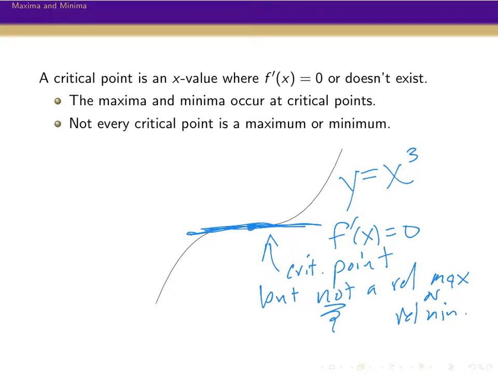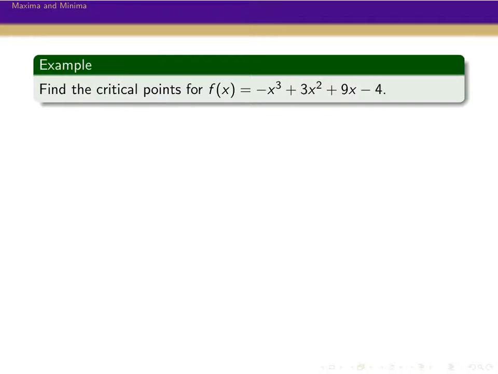So not every critical point has to be a max or a min. The definition for critical points: we're looking for where the first derivative is 0. Okay, so let's do a quick example. Here's a cubic, minus x cubed plus 3x squared plus 9x minus 4. Let's find the critical points for this cubic, right?